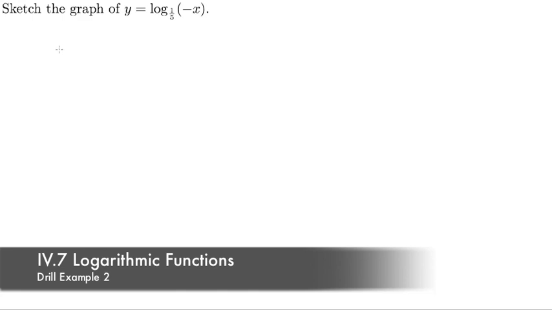Here's another one. So sketch the graph of y equals log base 1/5 of negative x. So once again, let's just focus on what is the base graph. So what does y equals log base 1/5 of x look like? So here our base is between 0 and 1. So this time we know that with our vertical asymptote we're going to be going up. So our base graph looks something like this. So this is the graph of y equals log base 1/5 of x.